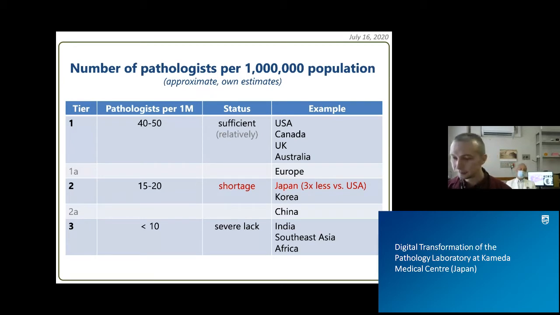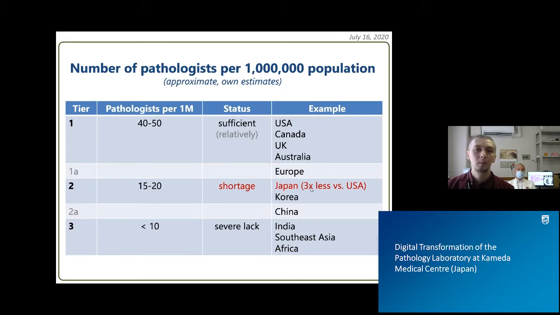There is something in between. Once again, if we consider the North American experience as the gold standard, they have something like 40-50 pathologists per 1 million population, which we may call relatively sufficient, because of course North American doctors and pathologists complain that we need more pathologists and more residents. But anyway, let's consider this as sufficient. What we have in Japan, everything below this number by definition is a lack of workforce. What we have in Japan is definitely a shortage, 3 times less than the USA.